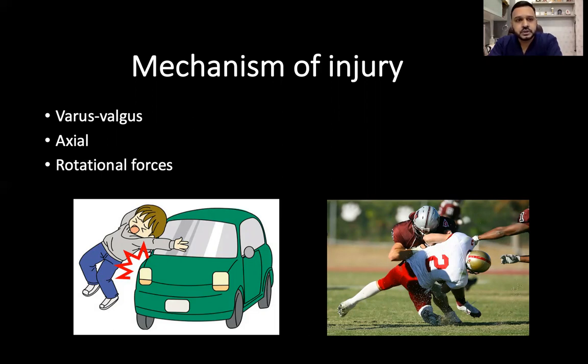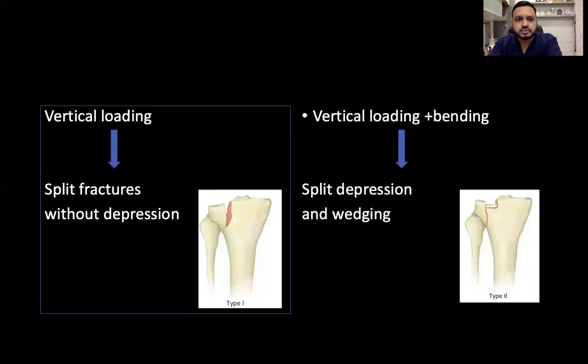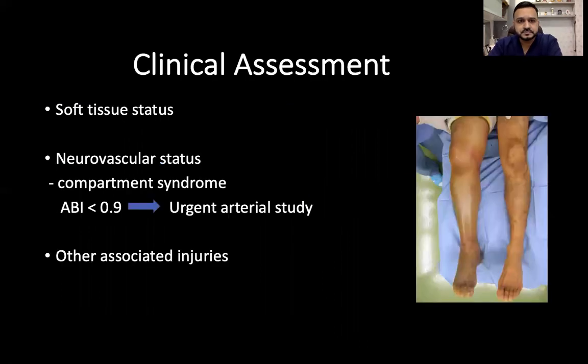Suppose there is a vertical loading, usually a split fracture happens without depression. If there is vertical loading and bending, a split depression fracture can happen associated with wedging. And if rotational forces are added to this, then you will get comminution in the metaphysis and diaphysis, like type 5 and type 6 Schatzker.